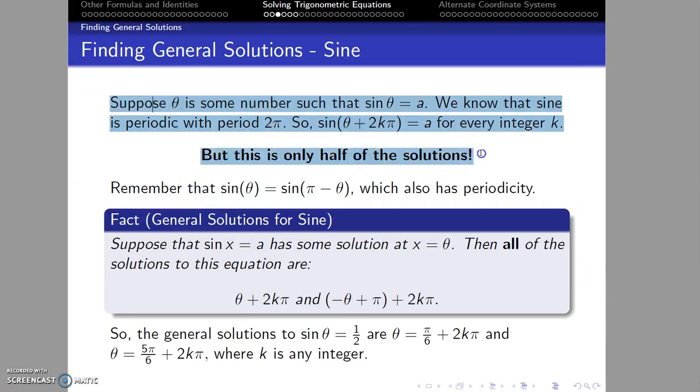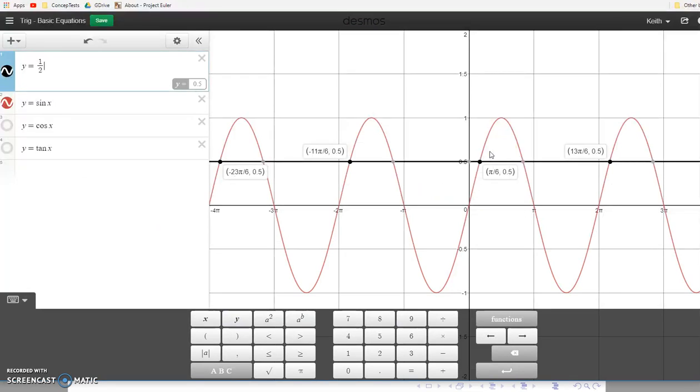Right? Just recognizing that, okay, we have a solution, and we can add 2k pi to that. In other words, we can add 2 pi to it any number of times. Any integer number of times we want, we'll still have solutions. That's all true. That's all well and good. But that's only half of them. Right? We're missing this one. We're missing this one. We're missing this one. We're missing the other half.